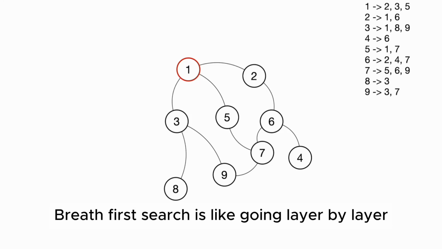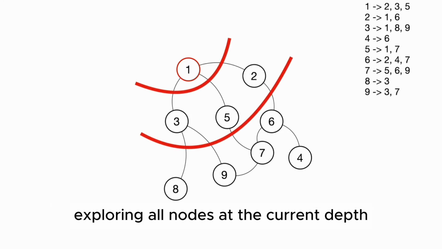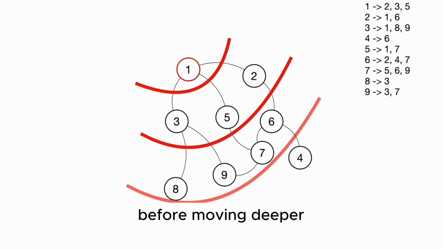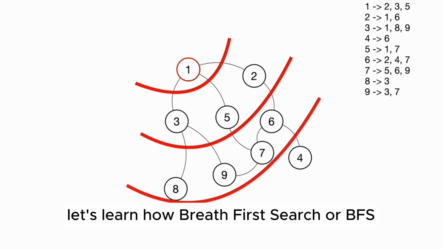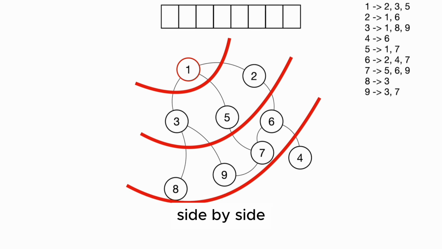Breadth-first search is like going layer by layer through a graph, exploring all nodes at the current depth before moving deeper. Let's learn how breadth-first search, or BFS, works, using both the concept and a practical example side by side.